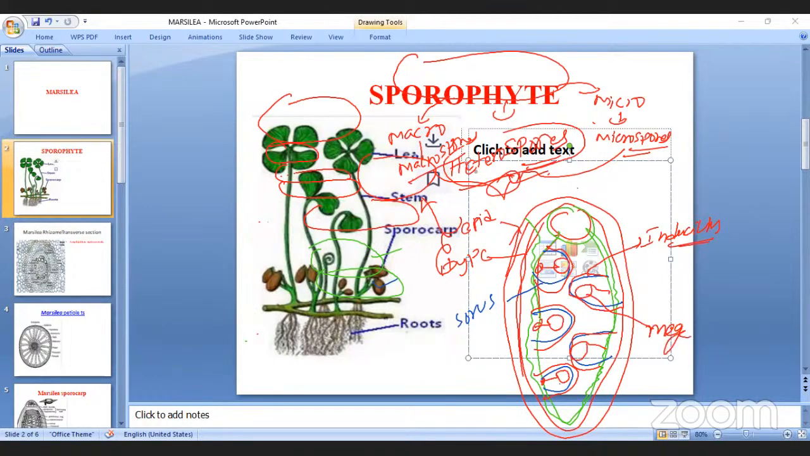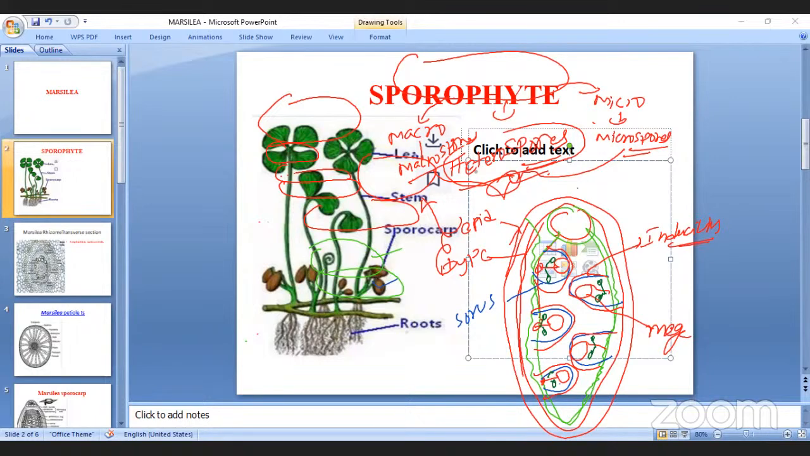On either side, let's change color. Green color, the small one. Small means micro, the microsporangia. Both are present in the same sorus with the indusium. Is this structure clear? When it reaches the maturity stage, this indusium layer automatically disappears. That means it is almost utilized for developing the spores.